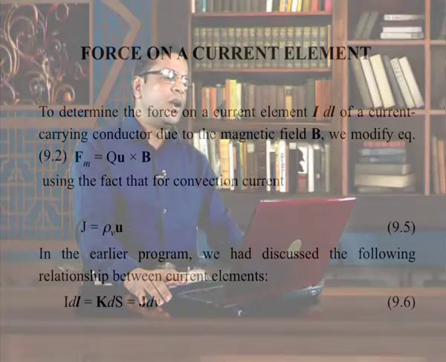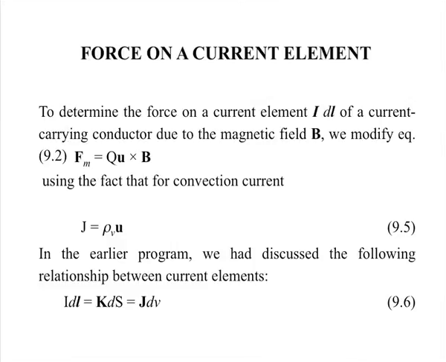Next, we come to the force on a current element. To determine the force on a current element I dL of a current carrying conductor due to a magnetic field B, we modify equation 9.2, that is Fm = Q u × B, using the fact that for convection current J = ρv u. We had talked about this in the third program.